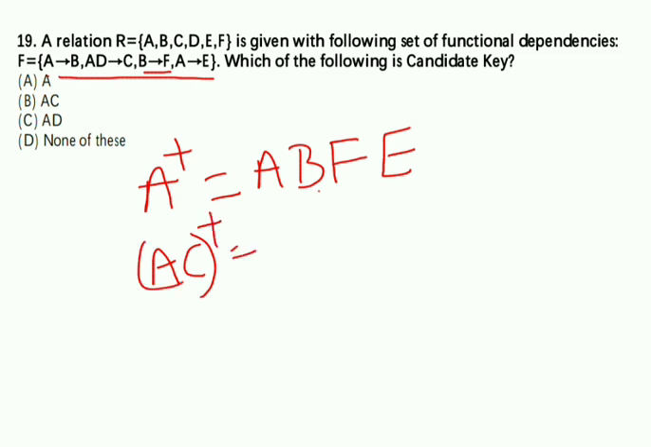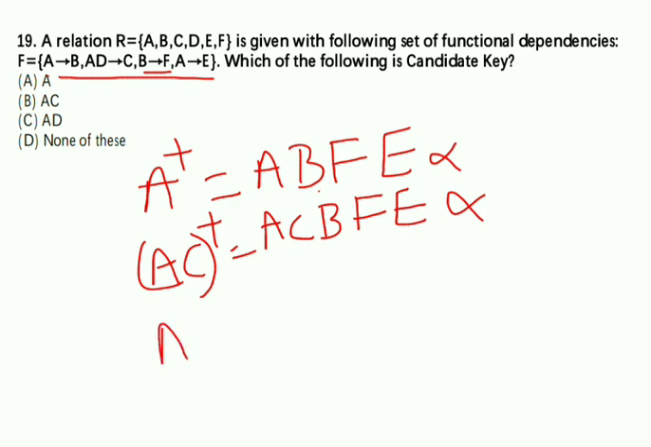Next, AC closure. AC closure equals AC itself, and then A followed by B. Next B is followed by F, and then A is followed by E. So this one is not a candidate key, and this is not a candidate key.